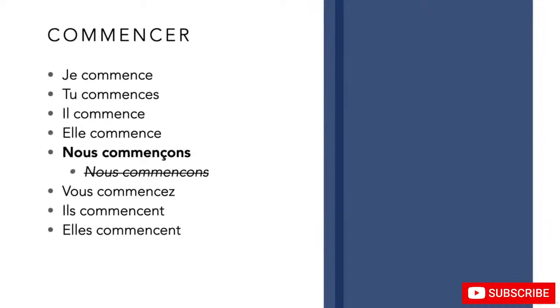And then we have commencer, which has a similar issue. If we look at the nous form, following the steps I gave you before, we would put the C right in front of an O, which would be commencons, which doesn't sound very nice and doesn't follow the sound pattern of the other forms. So what we do is we add that special C, the c cedilla with the little squiggle at the bottom, which makes the C sound soft, just as if it were coming before an I or an E. So now it's nous commençons as opposed to nous commencons. Je commence, tu commences, il commence, elle commence, nous commençons, vous commencez, ils commencent, elles commencent. It's just to maintain that sound pattern.